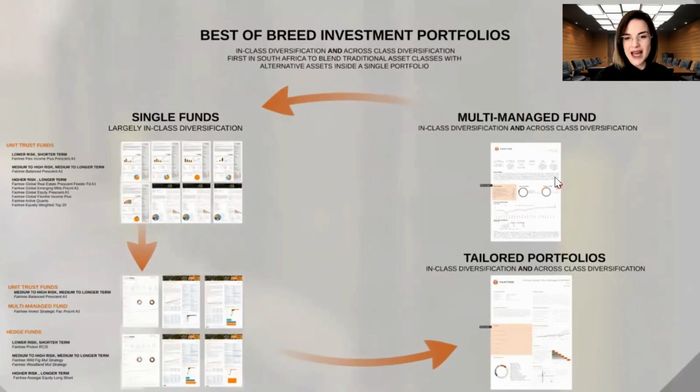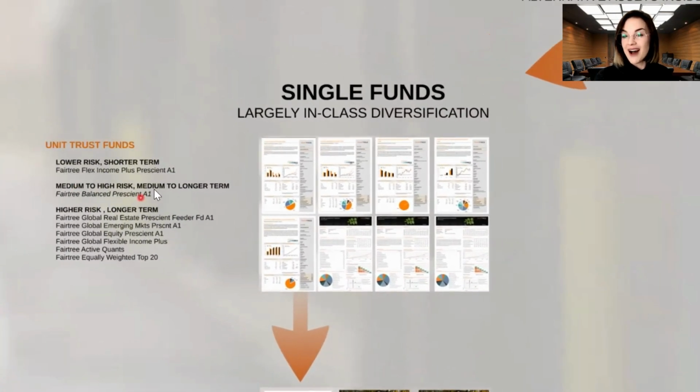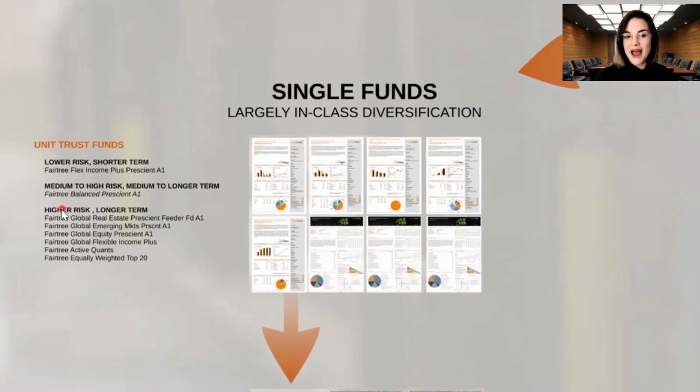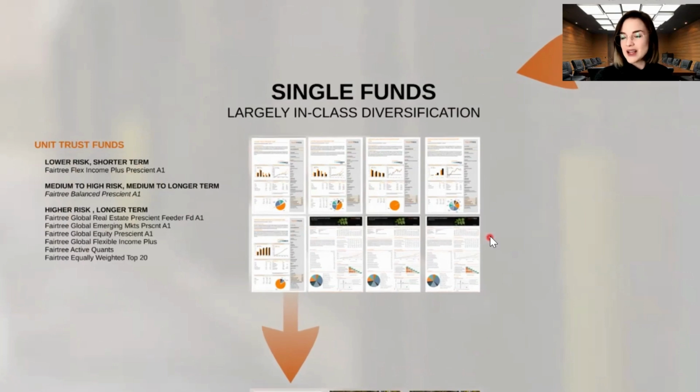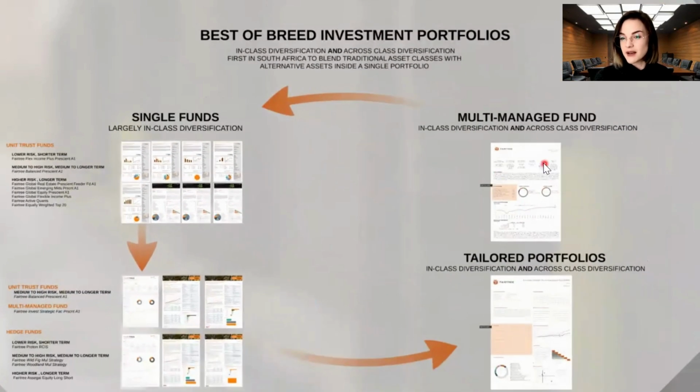And so having a look at what this translates to is all of these single funds spanned across your lower risk shorter term, medium to high risk, medium to longer term, as well as your higher risk and longer term. And these are all of the portfolios or funds that you get access to within that multi-manager. So all of this is blended together as a strategy into that specific fund.